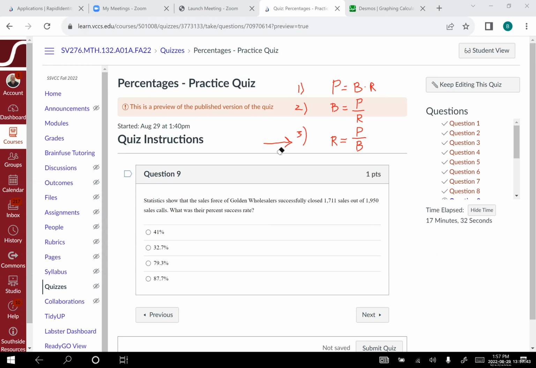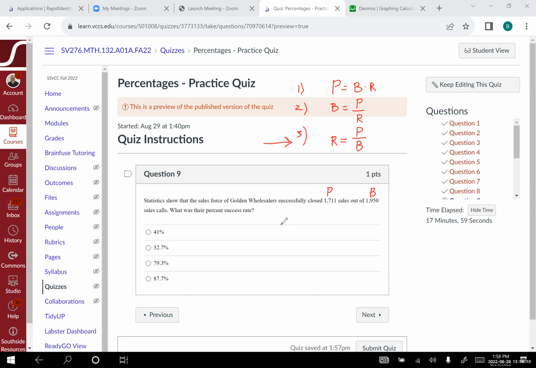All right, we're looking for the rate again. Statistics show the sales force of Golden Wholesaler closed 1,711 sales out of 1950. What was the percent success rate? The whole was the total sales calls. So this is the base. And the part would be the successful ones.